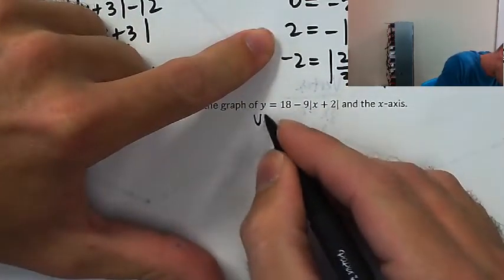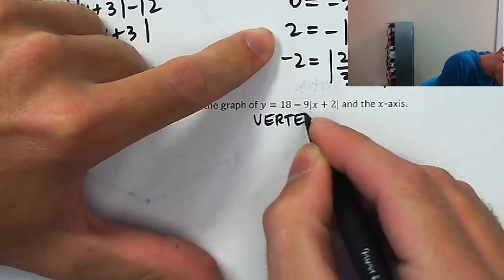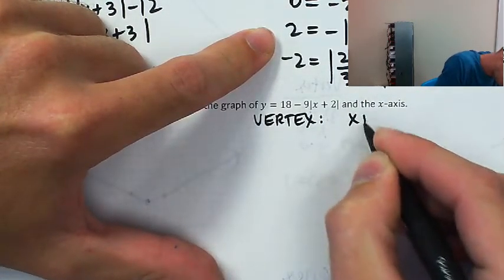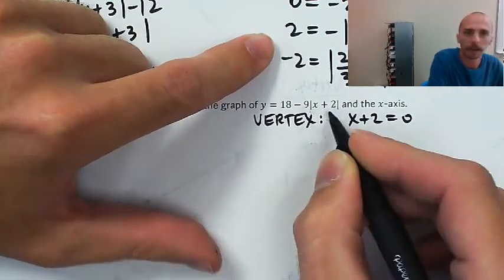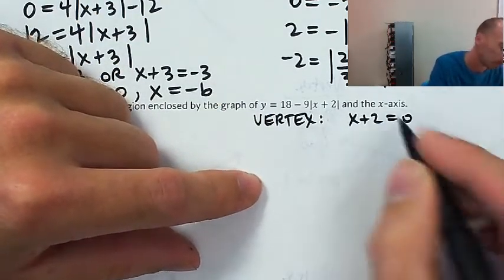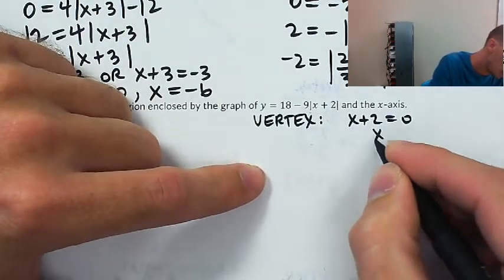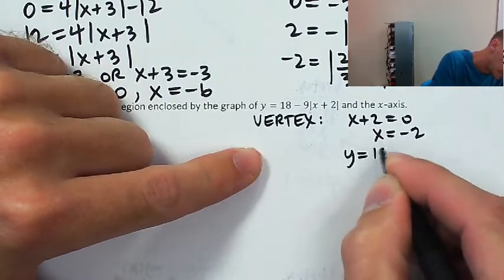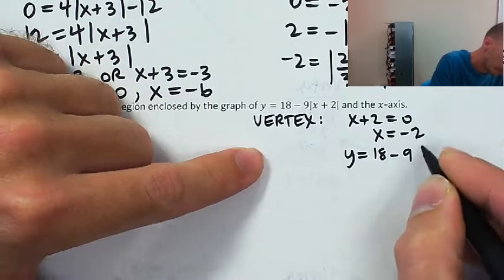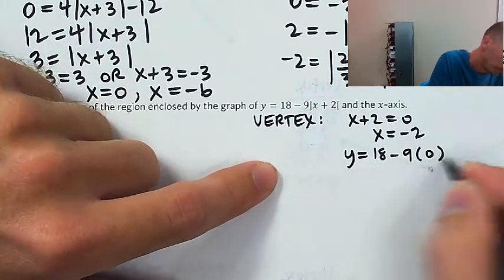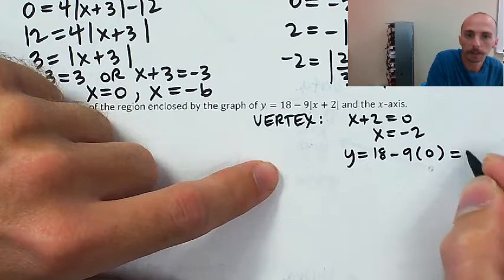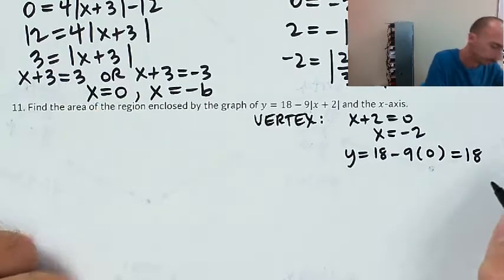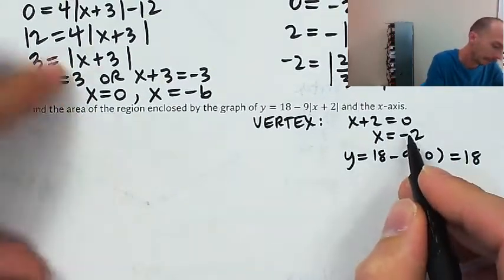So finding the vertex, first thing, x plus 2 is equal to 0. We grab the inside of the absolute value and we set it equal to 0. We've done it a bunch of times so far, and we're just going to continue to do it. And that's going to be x equals negative 2. Y equals 18 minus 9 times the absolute value of 0. Okay, the absolute value of 0 is 0. So that's going to be 18. Okay. Now I've got negative 2, 18.